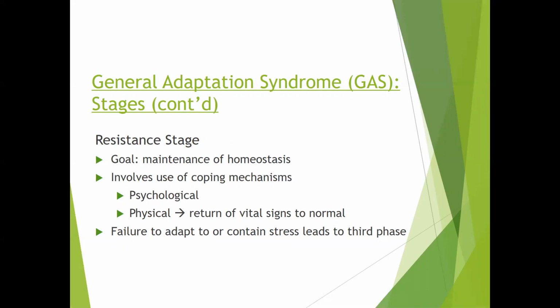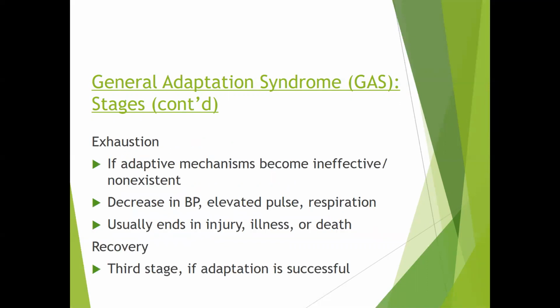Or at this point, we can fail to adapt or contain stress, which leads to the third phase. If we don't adapt and it continues or gets worse, we can move on to the third phase, which is exhaustion. So if those adaptive mechanisms become ineffective or non-existent, our energy is depleted because we can't run away from that bear forever, and the body is unable to defend itself. We then get a decreased blood pressure, an elevated pulse and respiration, and this phase usually ends in injury, illness, or death. And if it doesn't, we could actually end up in the recovery phase, if the third stage of adaptation is successful. So it can go one of two ways. Either you're going to recover or it's not so good as far as an outlook for you.